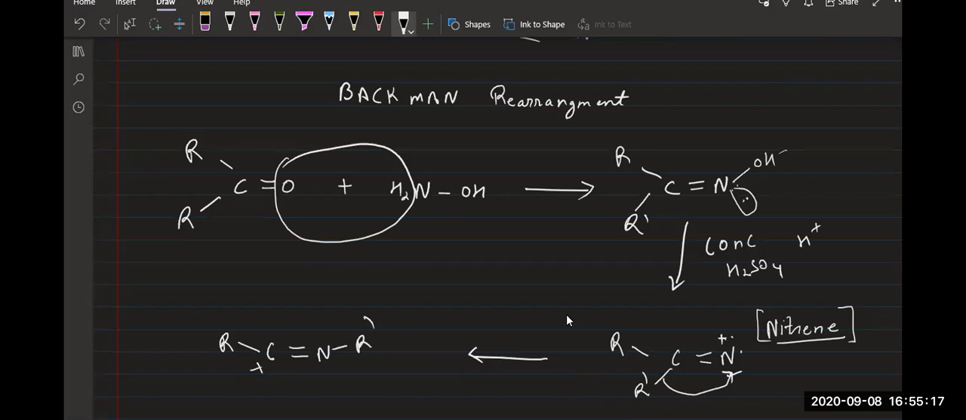Anti to OH, Harsha, means opposite to OH. Any group which is opposite to OH will migrate. Because in some question there will be two R groups, you might be confused about which R will migrate. Specifically for the Beckmann rearrangement, the group which is anti to OH will migrate.